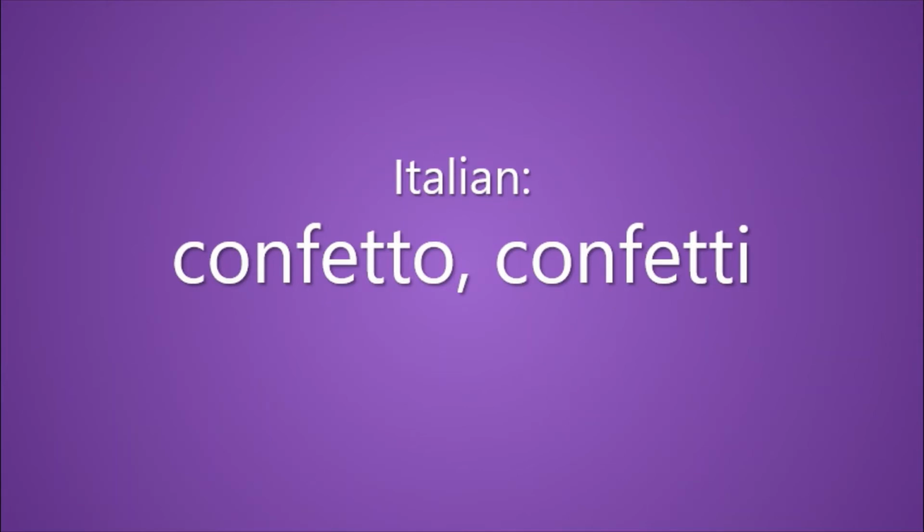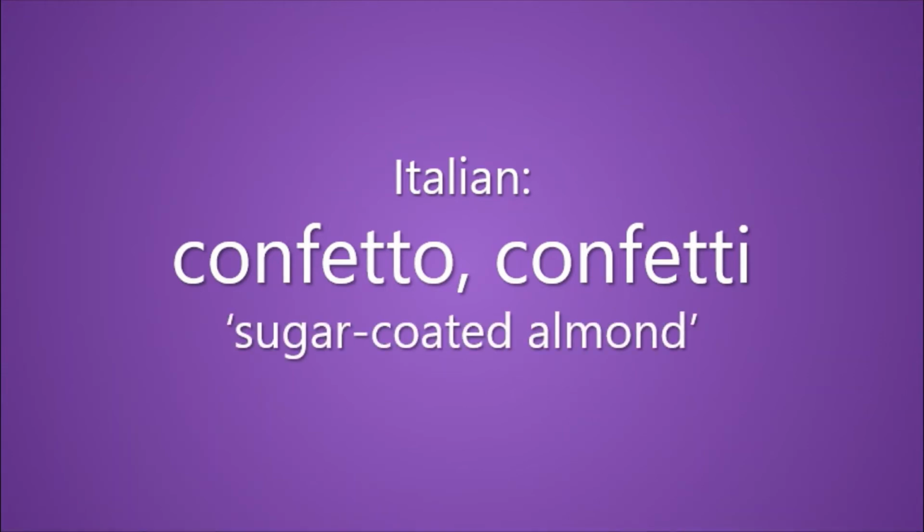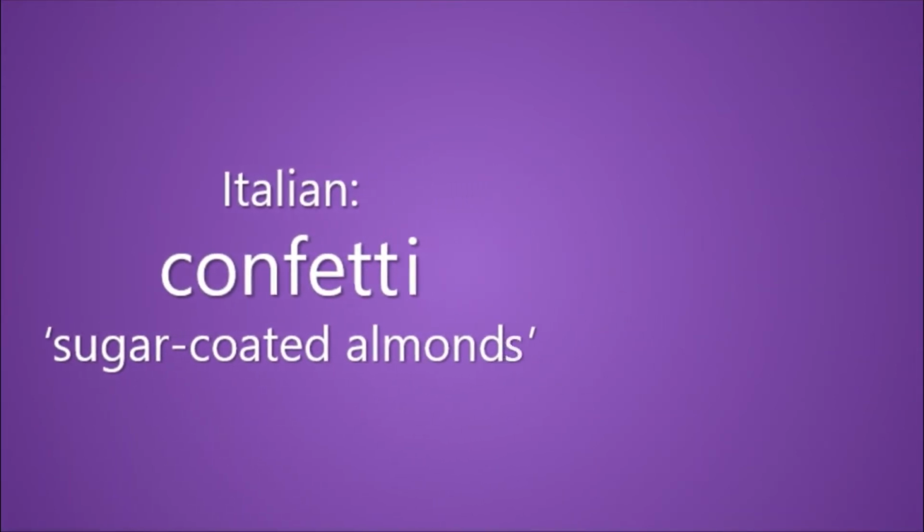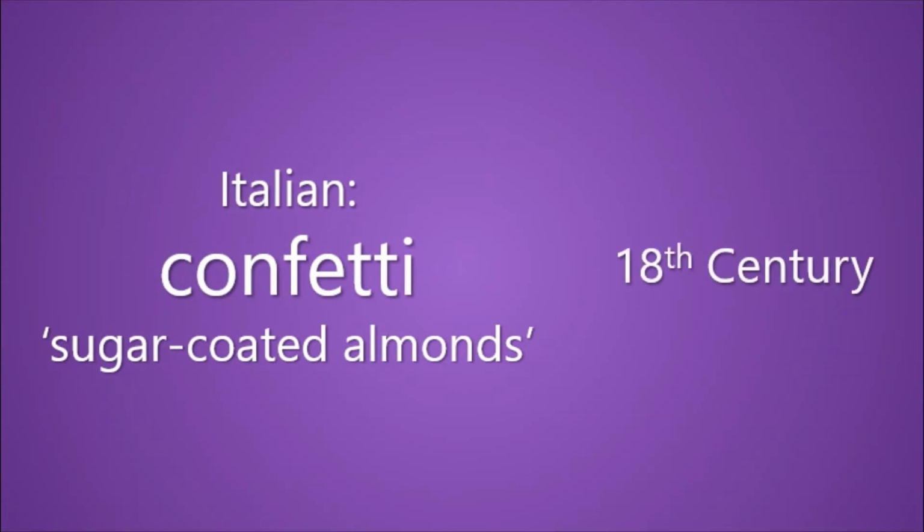So what did it mean in Italian? If you look it up, you'll find that it means sugar-coated almond. What has this got to do with the meaning of confetti in English? Well, it turns out that in Italy in the 18th century, and even before that, sugar-coated almonds were thrown in the air at carnivals, just like it's traditional for confetti to be thrown at celebrations such as weddings today.